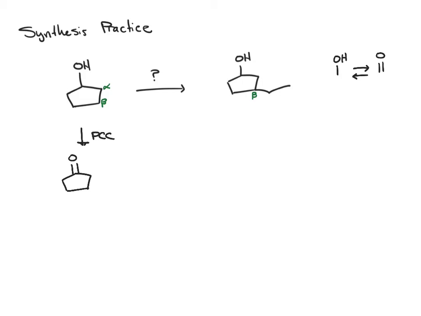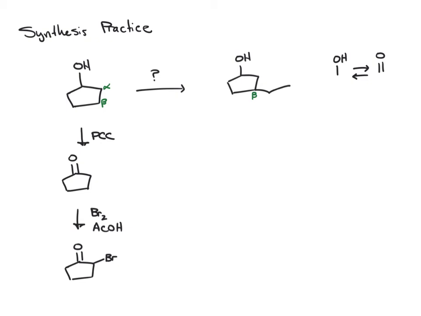Now that we have that, we can get an alpha bromine. We'll use Br2 and acetic acid. And that reaction requires the ketone. It will not work if you start at the alcohol.